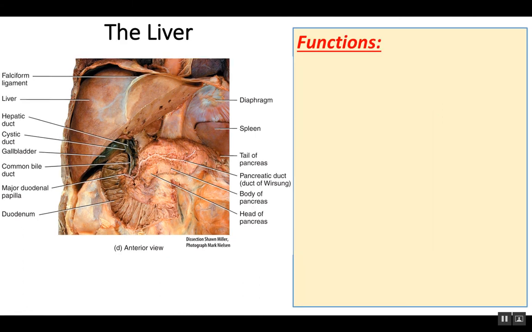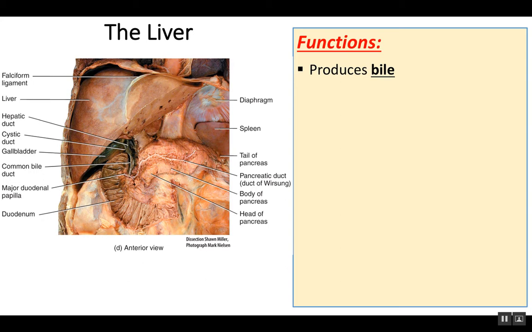What is the liver going to do? Well, the liver is going to produce bile. That's a major function of the liver. We're going to talk more about bile when we get to the gallbladder as well. But bile is a mixture of things that serves two major purposes. One, it's going to help us deal with fats in our diet. So it's going to help to emulsify the fat in our diet.